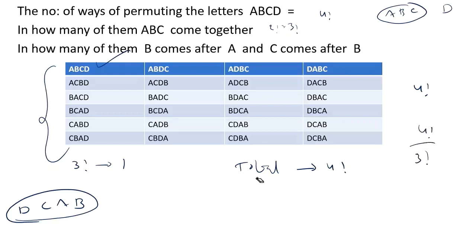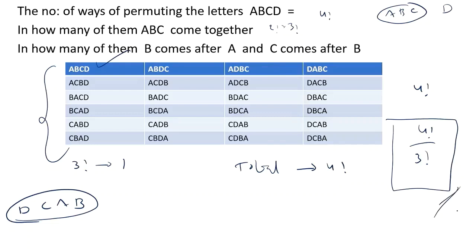So here also the total number of permutations is 4 factorial, and every 3 factorial arrangements give rise to a single arrangement which satisfies the third condition. Therefore the total number of arrangements in which B comes after A and C comes after B is going to be 4 factorial upon 3 factorial. So this is our answer.